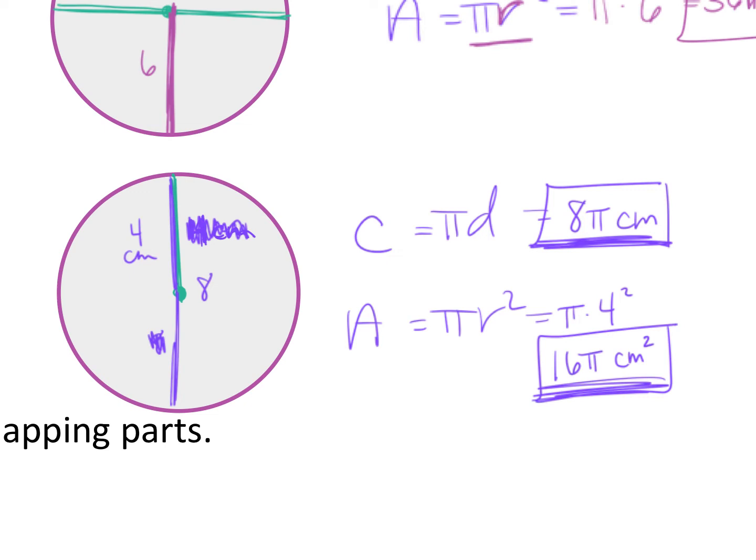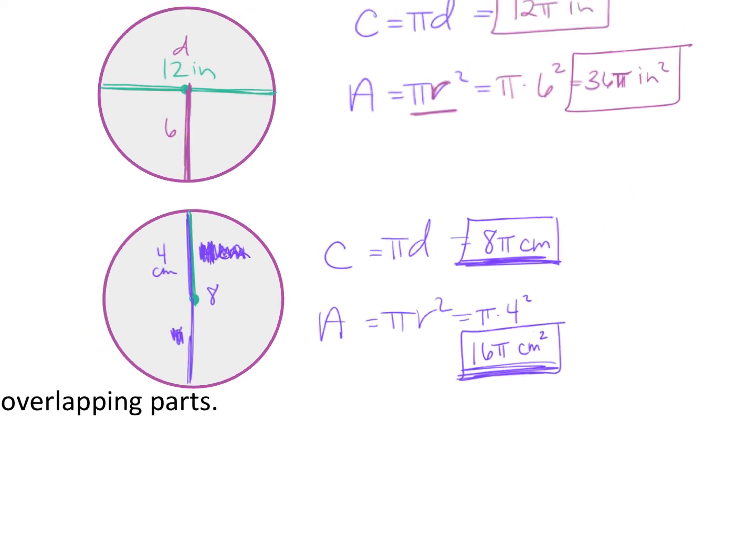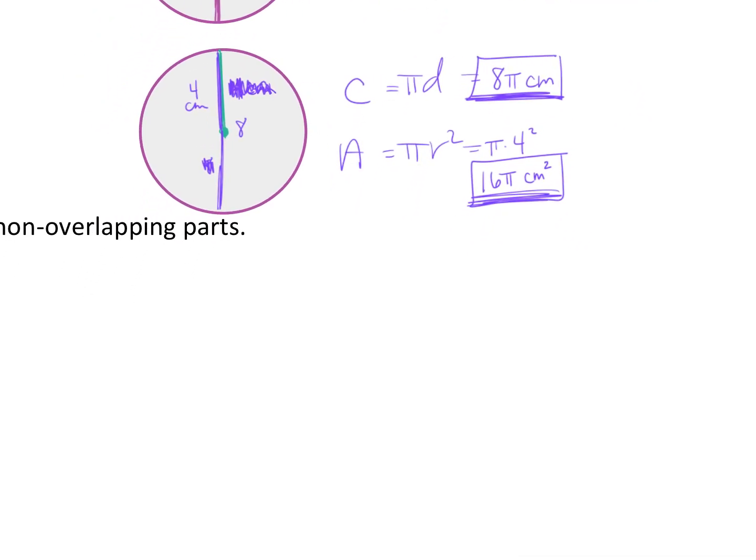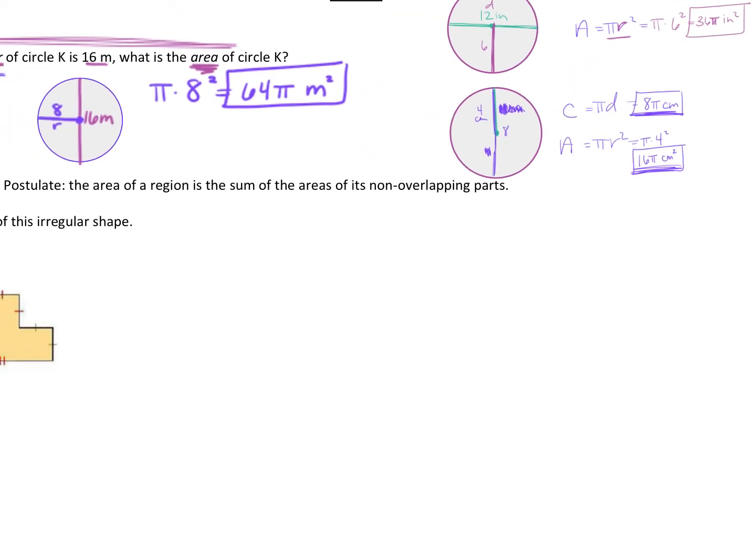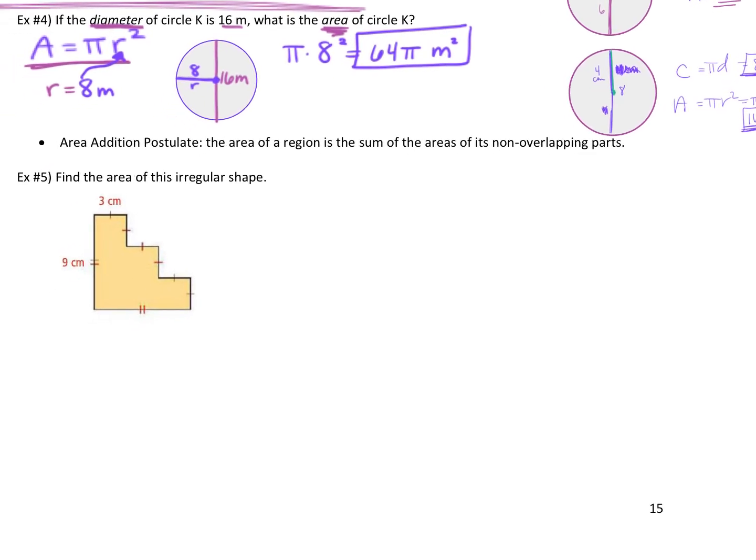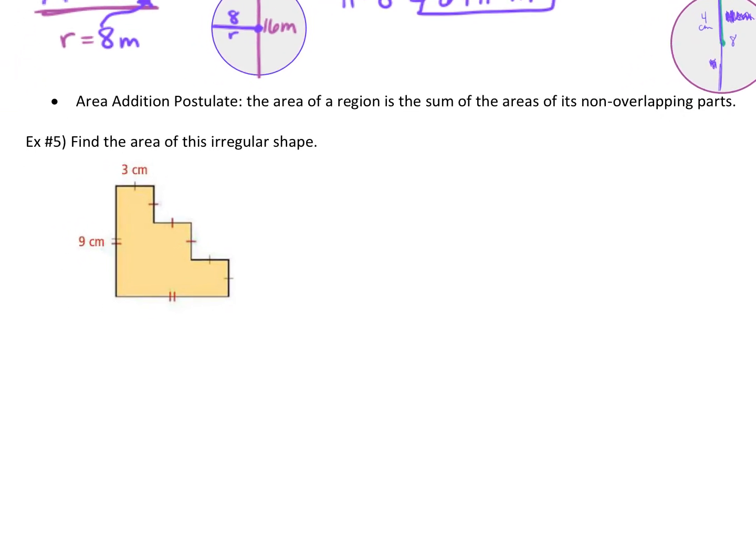Plug into your calculator 16 pi, enter, and it will give you a decimal. Okay? Typically, I'll just ask you for this one. Okay, last thing. We talked about all these area formulas, right? And perimeter formulas.